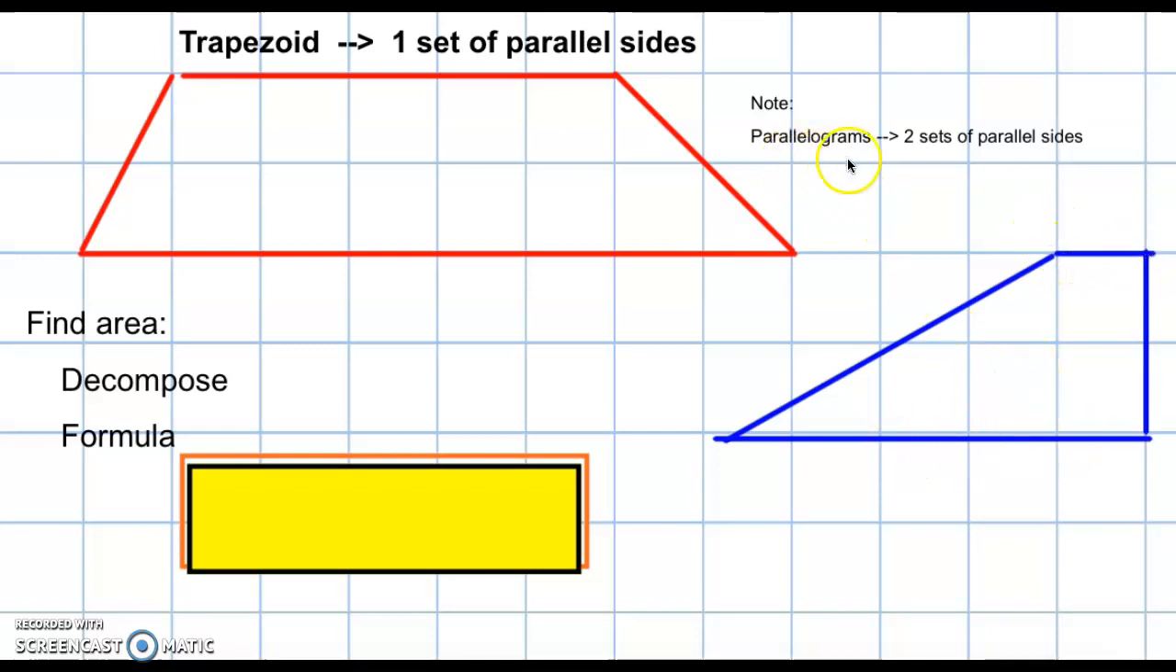Remember, a parallelogram has two sets of parallel sides, like a square or a rectangle or a figure that looks like the state of Tennessee. There are two ways to find the area of a trapezoid.